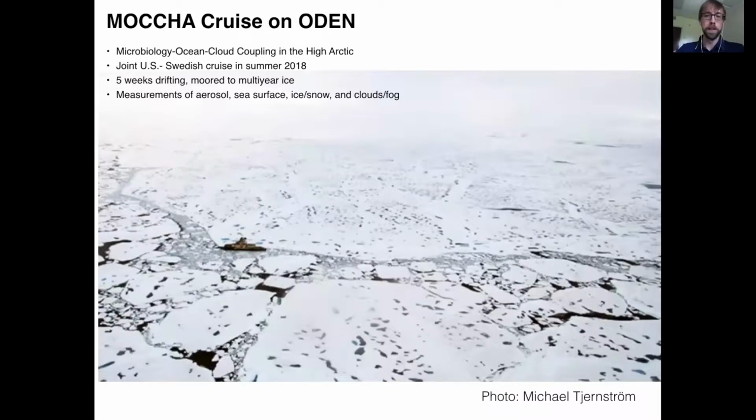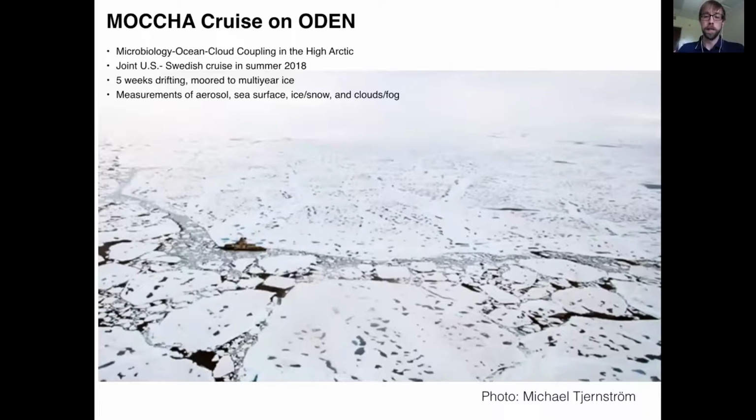So what are we actually undertaking? I'm going to be part of what we're calling the MOCCHA cruise. This will be on board the Swedish icebreaker ODEN this summer. It stands for microbiology ocean cloud coupling in the high Arctic. It's a joint US and Swedish cruise. We're going to be out for about 2 months, and we're going to spend 5 weeks of that time drifting in the central Arctic, moored to a piece of multi-year ice.